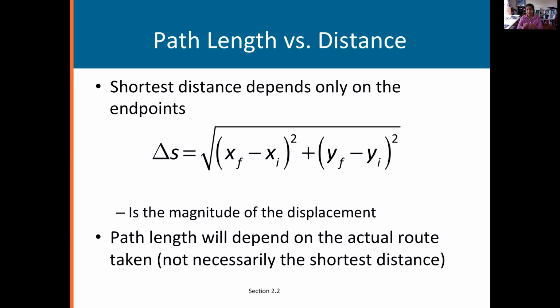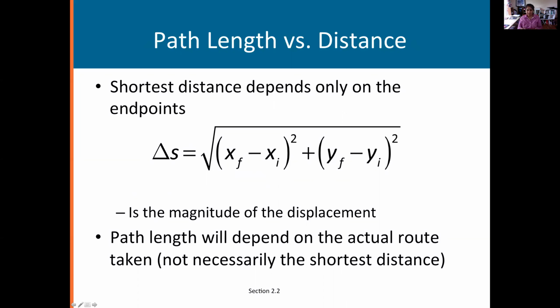Remember, the distance is the shortest line joining these 2 points, right? That length. So that's going to give you the magnitude of the displacement. It doesn't tell you the direction. It doesn't tell you which point was initial, which point was final, since these terms are squared. But it does tell you the magnitude of your displacement.